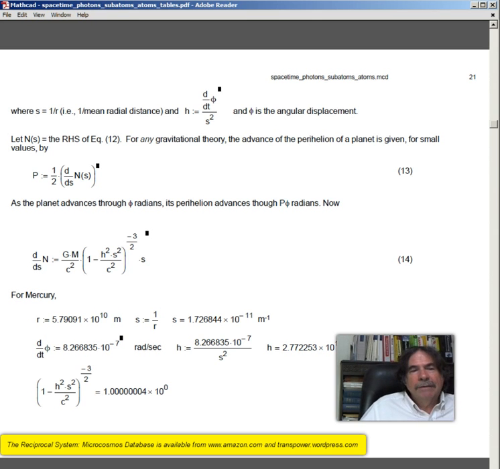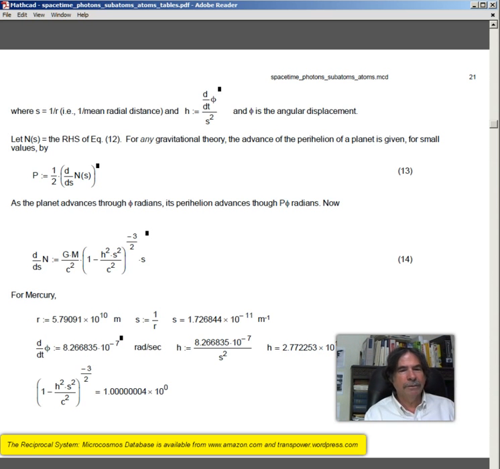For Mercury, we have these values. R equals 5.79091 times 10 to the 10th meters. As I've said, s is equal to 1 over r, and so s equals 1.726844 times 10 to the minus 11 per meter. d phi by dt is 8.266835 times 10 to the minus 7 radians per second. And then the value of h is 2.77223 times 10 to the 15th. So then we get that major factor, which you can see in equation 15. It's not much greater than 1.